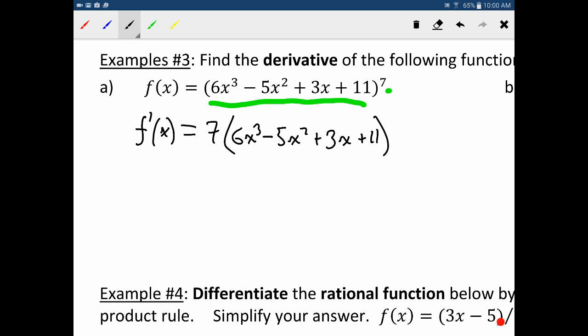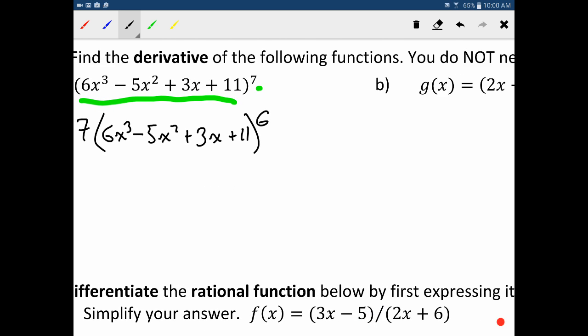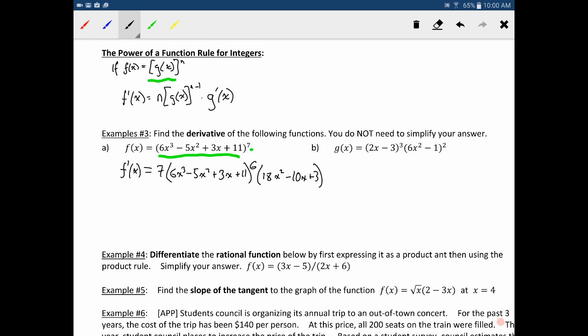And then we're going to put it to the exponent of 6 because we have to reduce that 7 by 1. Okay? But now we have to multiply that whole thing by the derivative of this internal function, this polynomial on the inside. So we're going to take the 3 and multiply it by the 6. So we get 18x squared minus 10x plus 3. And that's it. And there you go.